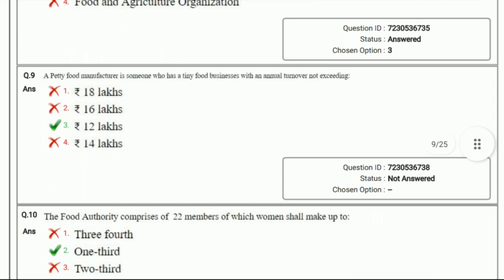Next question: a petty food manufacturer is someone who has a tiny food business with an annual turnover not exceeding. The answer is 12 lakh. You should know what a small businessman, a large businessman, and a petty food manufacturer are. These are all given in the FSSAI Act, so just go through that.